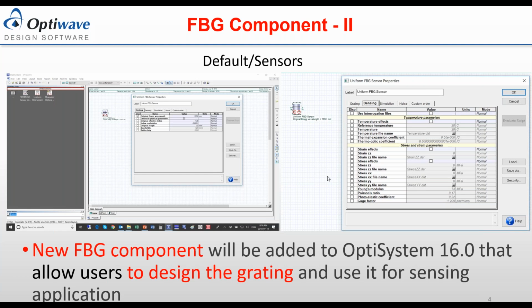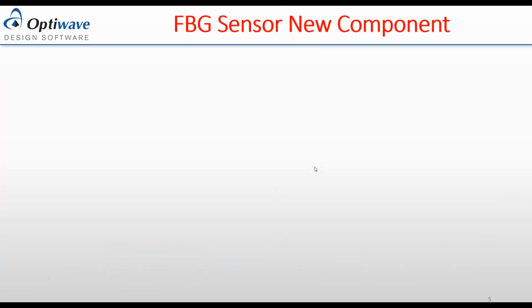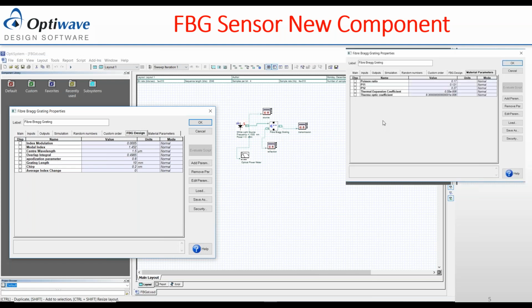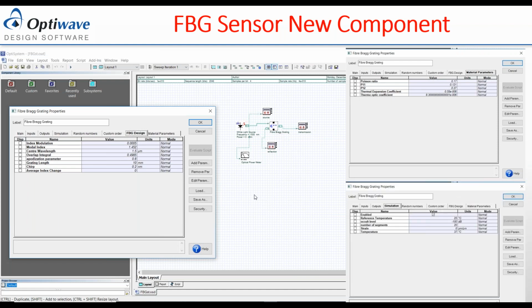Now, in the near future, in OptiSystem 16, we're going to introduce a new component, which will be a fiber Bragg grating component where you design your own grating and use that grating for sensing applications. At the moment, this component is designed using a C++ component in OptiSystem, as you see here. It has the sensing feature and also the capability to design all the parameters of a fiber Bragg grating, as you see in these windows.